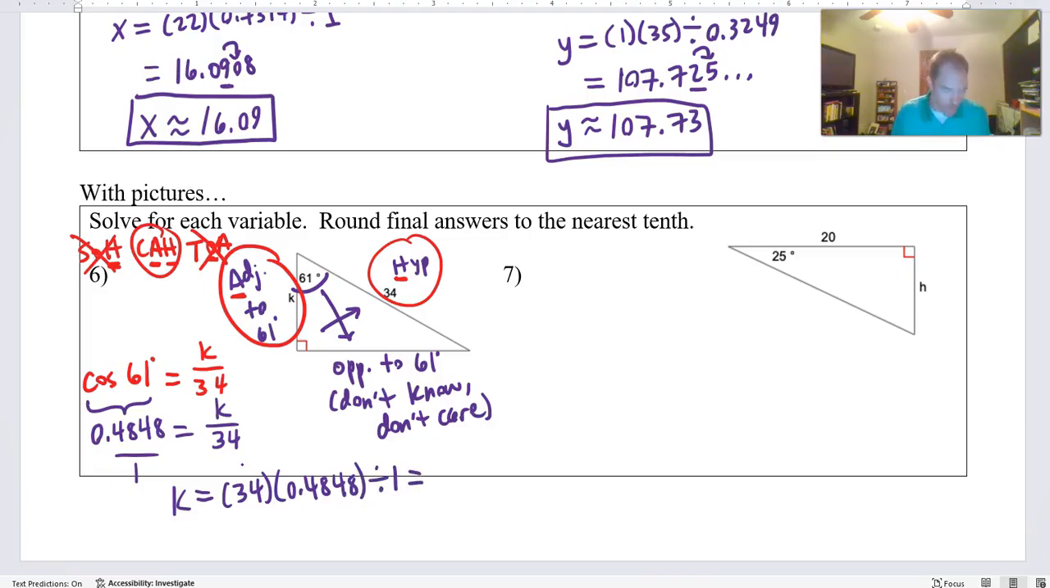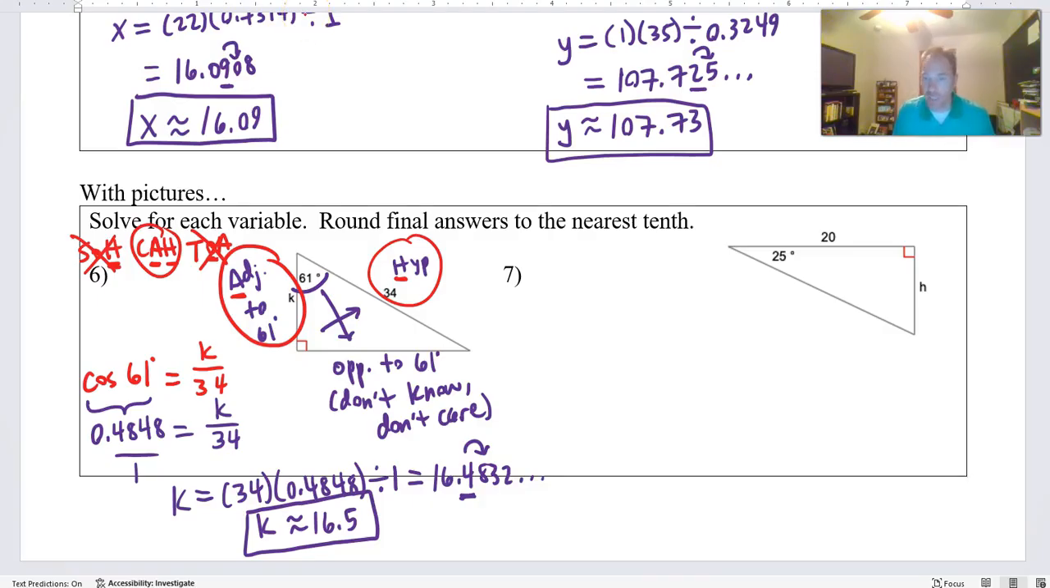And I get, going off my cheat sheet, 16.4832, keeps going, but we're rounding to the nearest tenth. So we're looking at the 4, we got the 8 next door, so that means K is approximately 16.5. Okay. So again, I encourage you, if you haven't done number 7 yet, maybe pause the video, see what you can do there.